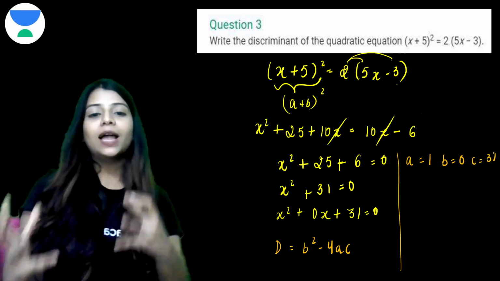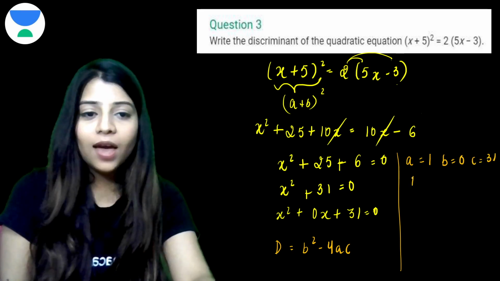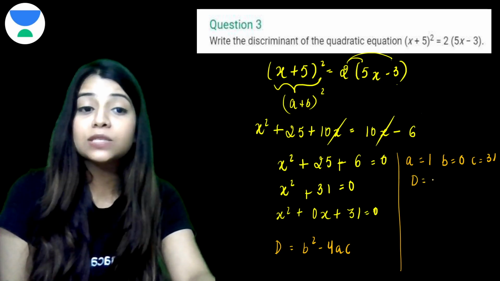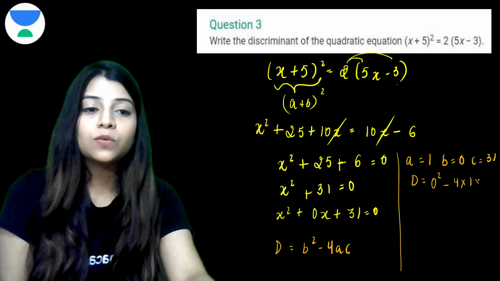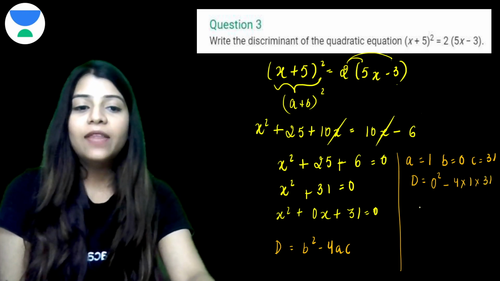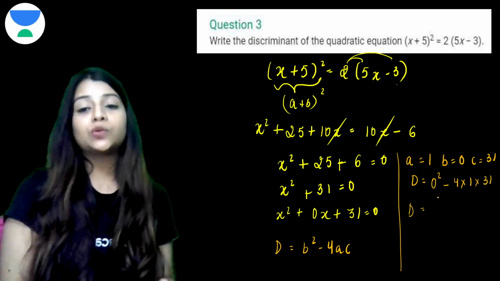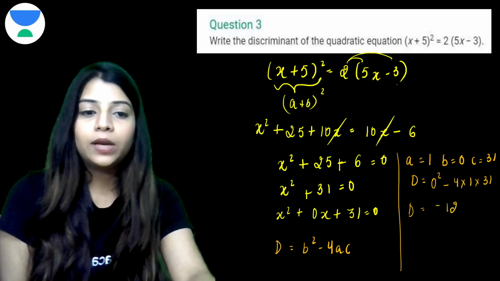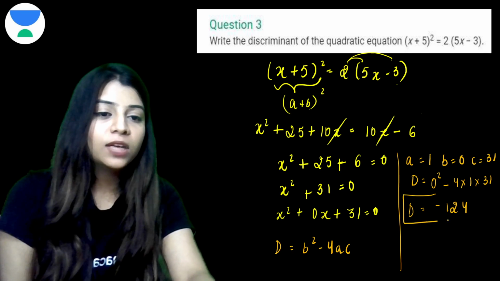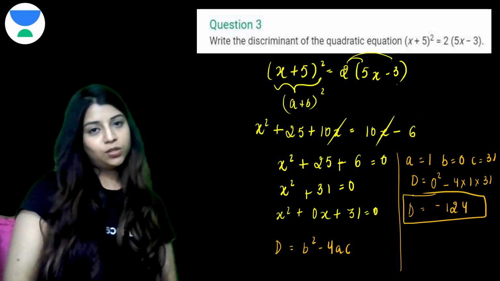So I'll put these values in the formula, and it will become D = b², that is 0², minus 4 into a, that is 1, into c, that is 31. The final answer which we get is D = −31 into 4, that is −124. So the discriminant for the given equation is −124.